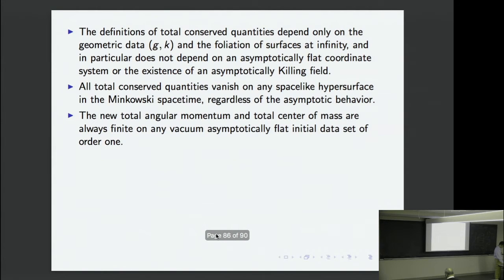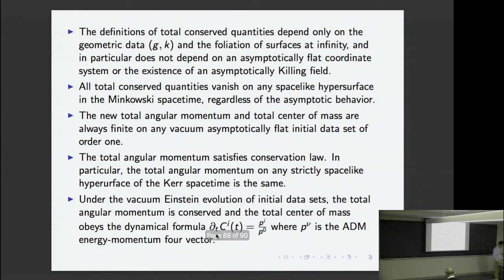I should finish off. I'll talk about some properties of these total conserved quantities. They only depend on the geometric data and the foliation of the surface. So in particular, it doesn't depend on any asymptotically flat coordinate system or the existence of an asymptotic Killing field. In defining, for example, angular momentum or center of mass, you really rely on this asymptotic Killing field. And all these total conserved quantities vanish on any spacelike hypersurface in Minkowski space, regardless of the asymptotic behavior.